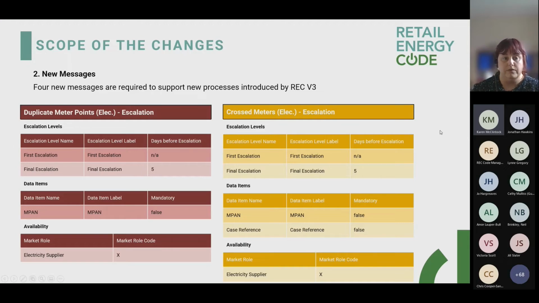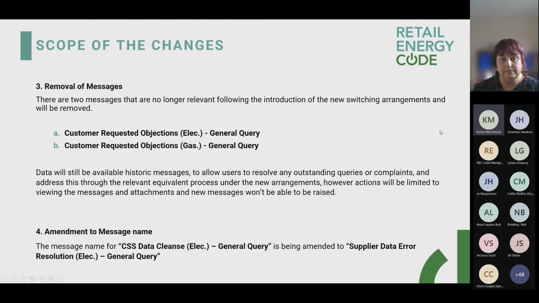And then if we can move on. And then the third area of impact here is around the actual removal of 2 messages. So 2 messages have been removed as they're no longer required under the new switching arrangements. So these are the customer requested objections, and that's the general query for both gas and electricity.